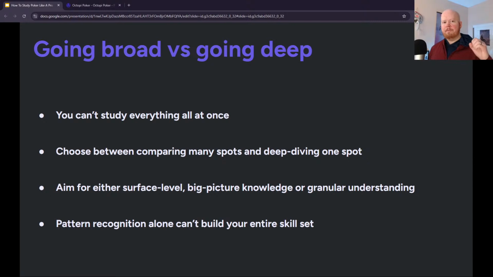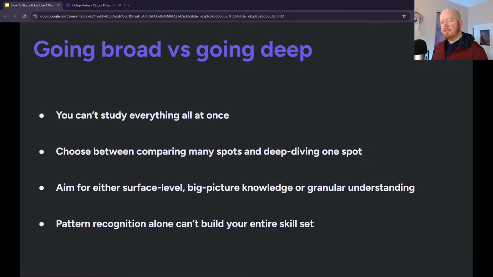We're either looking for surface level, big picture understanding, general perspective on certain types of spots, or we're looking for a more granular understanding of the specifics of an individual situation. And that pattern recognition alone from the big picture knowledge that we might gain can't build your entire skill set. You can't have an entire poker repertoire that is purely built off just recognizing all the patterns. Players often talk about, how are we supposed to memorize all these spots? Or how are you supposed to understand or know or study all of these different spots that exist? The answer is, you're not supposed to do that. You're not supposed to rely purely on pattern recognition.